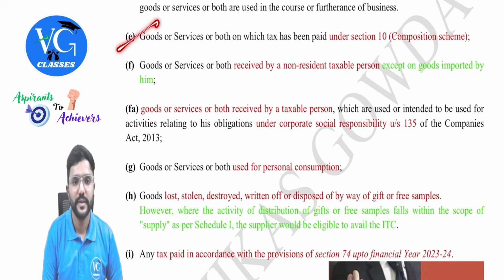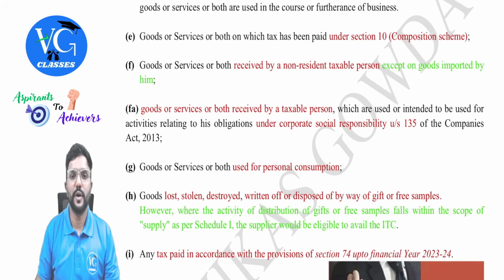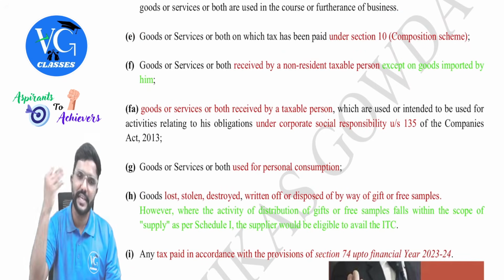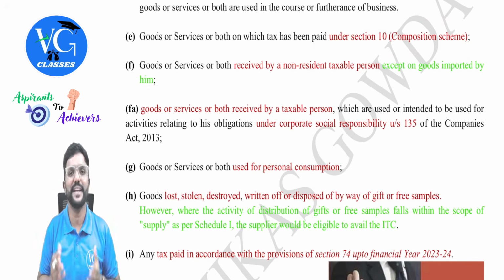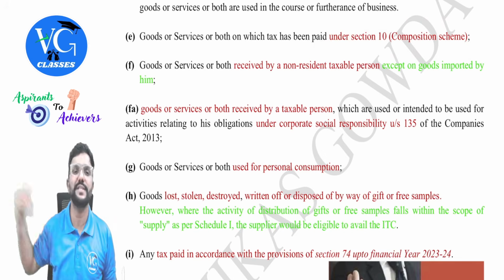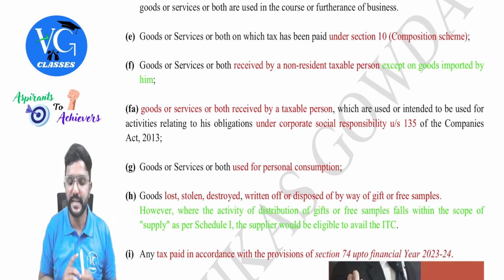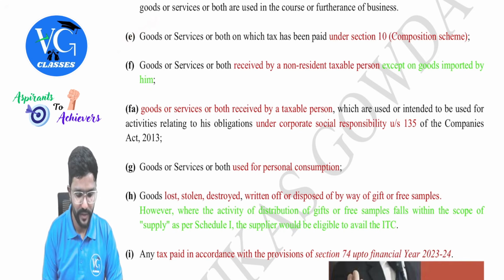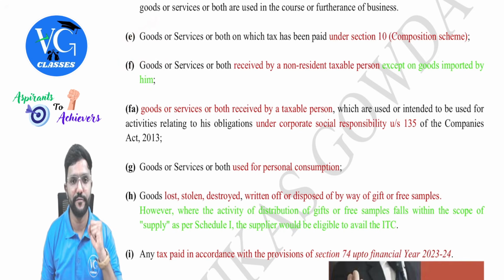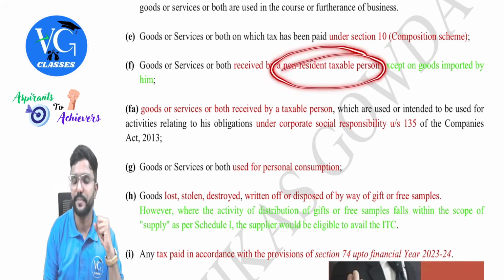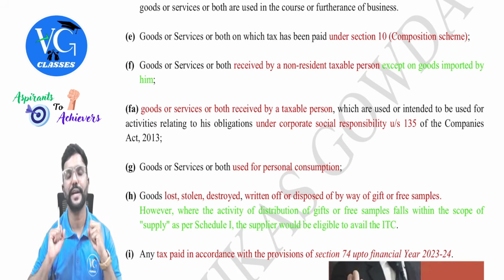Clause E. Goods or services or both on which tax has been paid under section 10, that is the composition scheme. Guys, we have learned this in section 10 itself. The composition supplier cannot claim credit on his inward supply and he cannot also pass on the credit to his recipients. So again, it is repeated here in clause E of section 17 subsection 5. Next, 17(5)(f). Goods or services or both received by a non-resident taxable person except on goods imported by him.